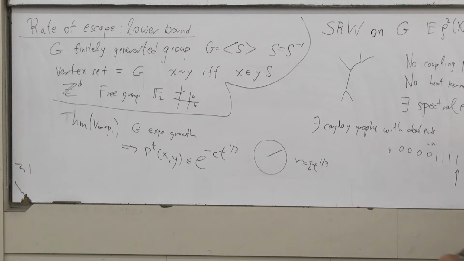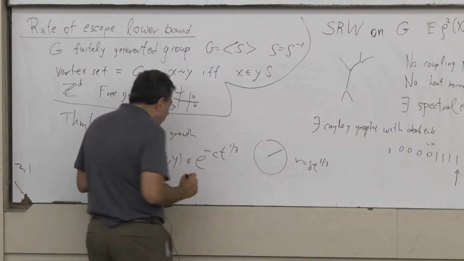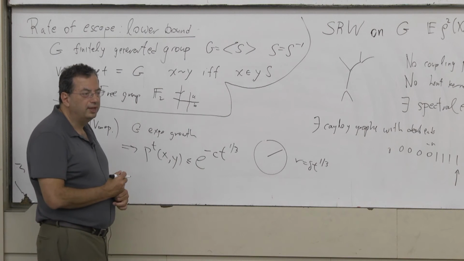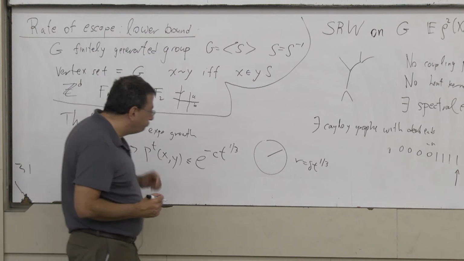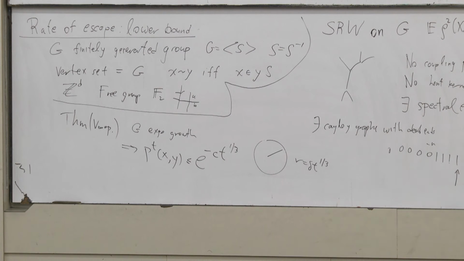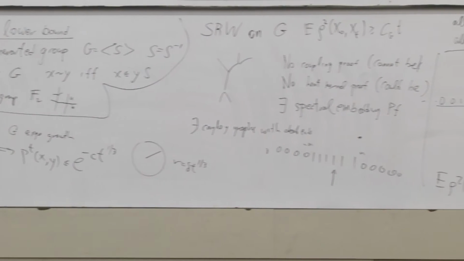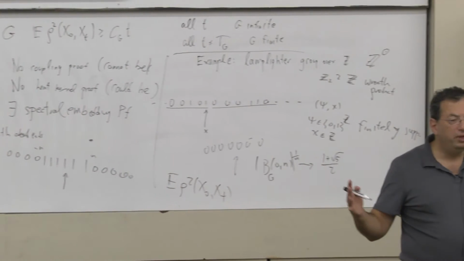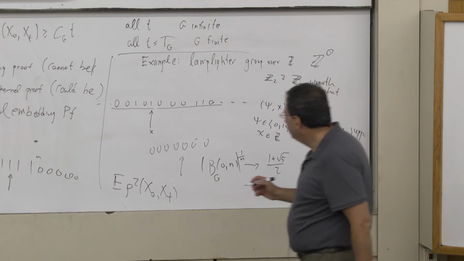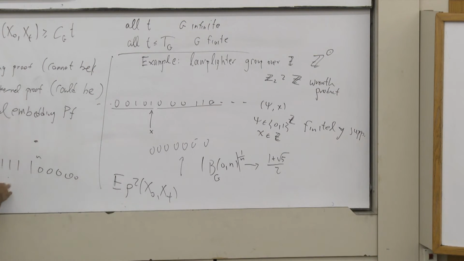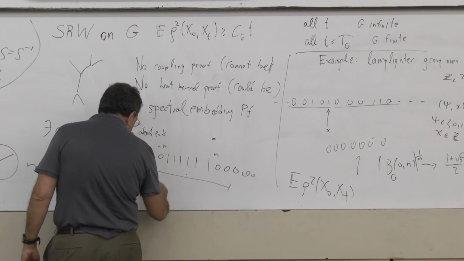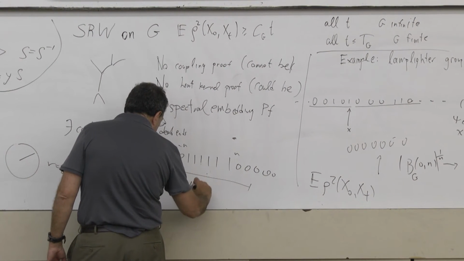And this estimate cannot be improved in general. And indeed, again, the lamplighter group is an example. So if I take the lamplighter group and I ask, what's the chance that at time t I'm back at the starting point? I claim this is about e to the minus constant t to the 1/3. And to see that, just take some neighborhood of radius of size L, which is t to the 1/3.